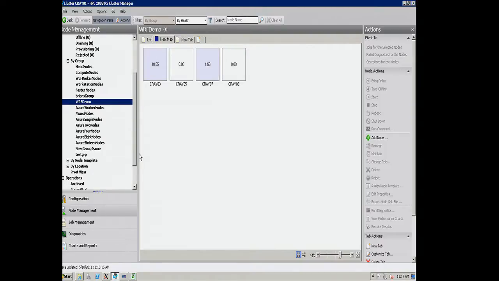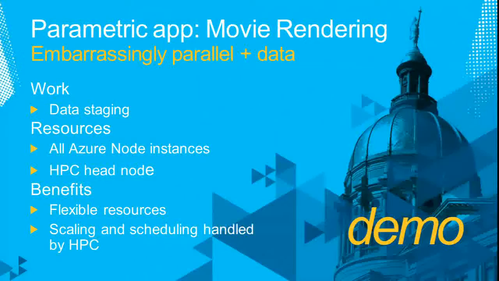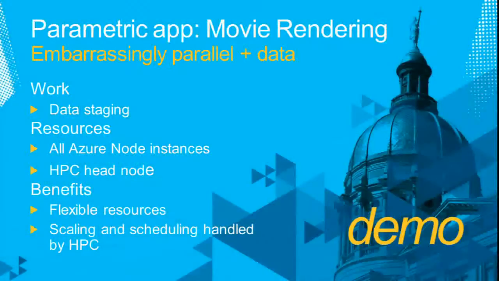So let me go back to my slides and explain another interesting problem. Movie rendering. The next demo I want to show you is to take lots and lots of movie frames and start working on them only on the Azure nodes. The problem with this particular case is that the movies I'm rendering have input files. The description of the 3D model is rather big. Each of these are 20 megs or more.